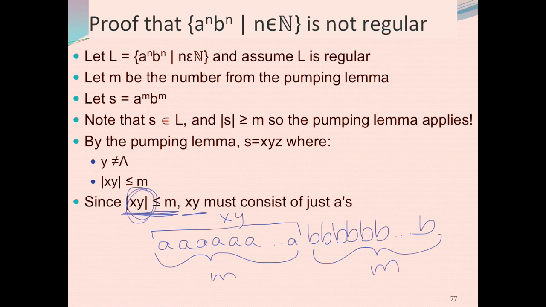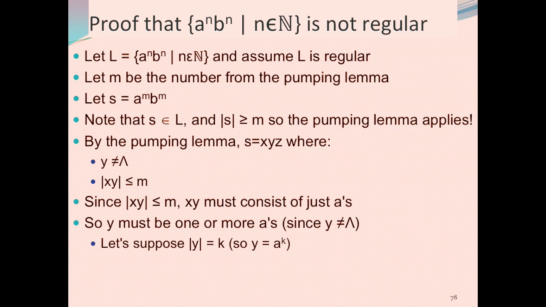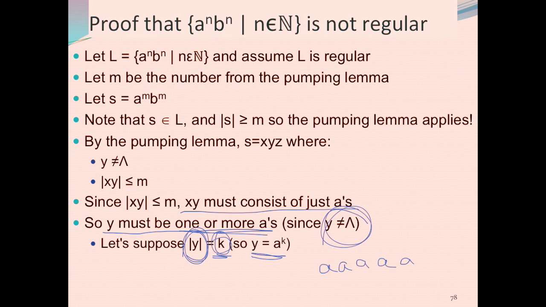Now, you can say, boy, that's lucky, or you can say, boy, Dr. K picked a good string. Okay, so we know that xy is just A's. But if the x part is all A's and the y part is all A's, y has to have at least one A, maybe more, because we know y is not lambda, y is not the empty string. So let's just say y has k A's in it. I don't know what k is, but y has either 1 A or 2 A's or 5 A's. k is however many that is. So if k is 5, y is 5 A's, and so on.